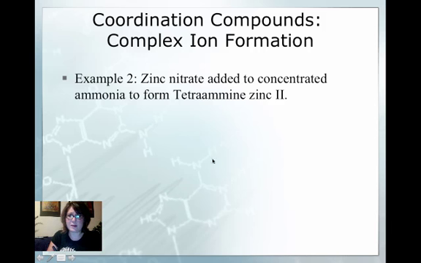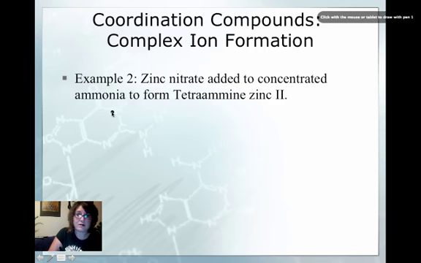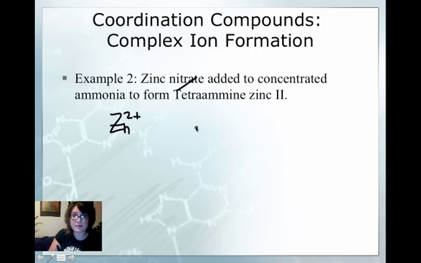Let's do another example. Let's look at zinc nitrate. And it's not called zinc 2 nitrate because there's only one kind of zinc, and it's the 2+ kind. What do we do with the nitrate? Don't worry about that guy because nobody wants to hang out with nitrate. It's a spectator. And it's added to concentrated, here's our keyword, concentrated ammonia to form tetraamine zinc 2.